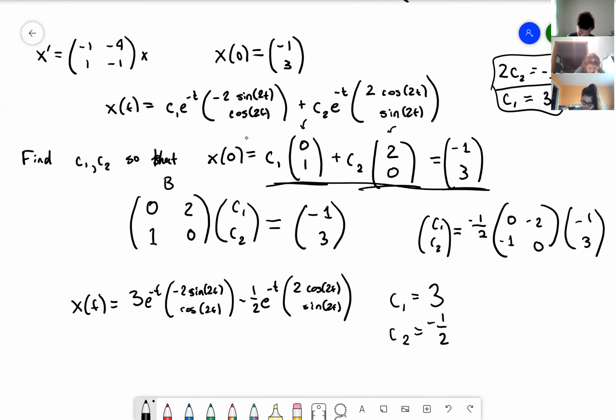So it works out. We could have done a much easier thing in this case, get the specific solution.